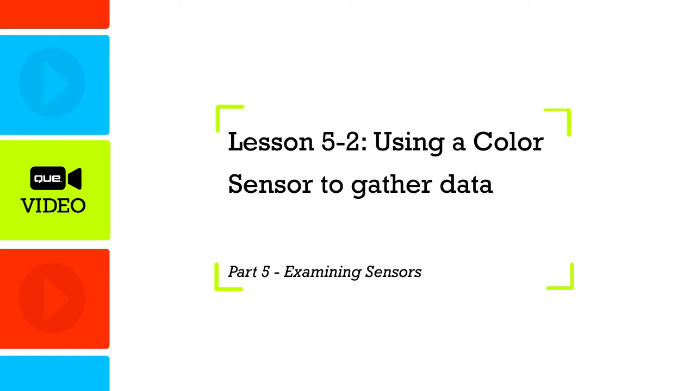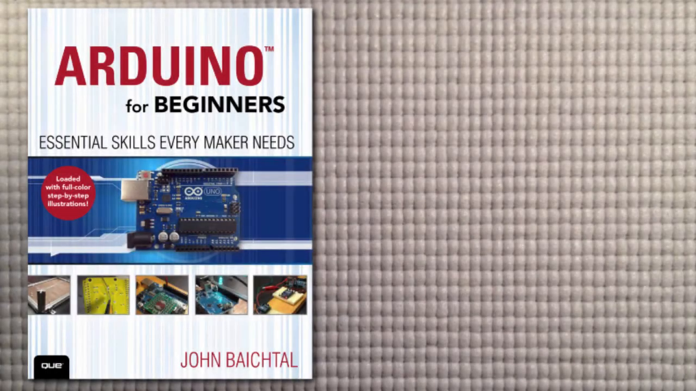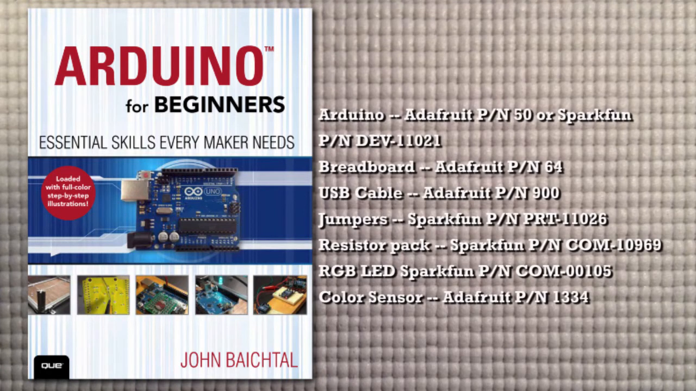In this lesson, we're going to use a cool color sensor from Adafruit with the TCS34725 and build a project that will let us scan a color in and then display that color in an RGB LED. So let's get started. This project uses an RGB LED, the color sensor, which is Adafruit part number 1334, some jumpers, and some resistors. The resistors are two 560 ohm and one 1K.